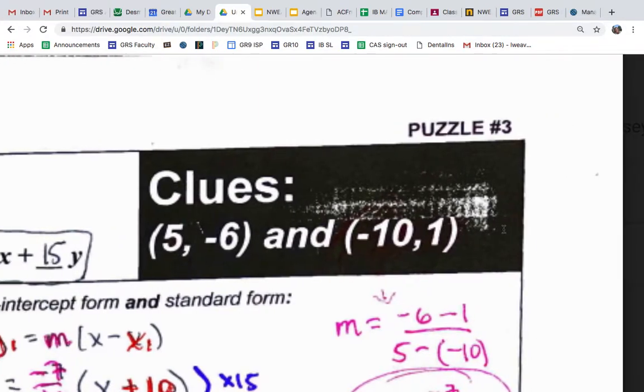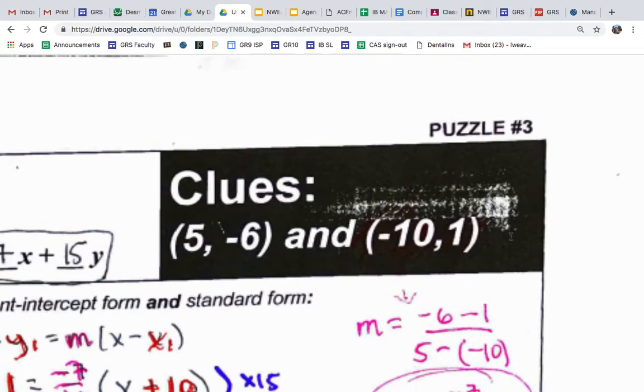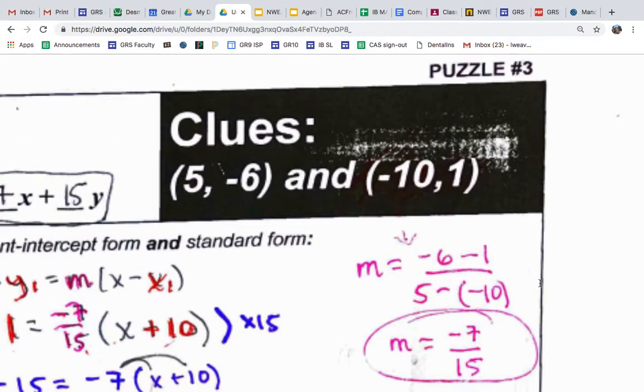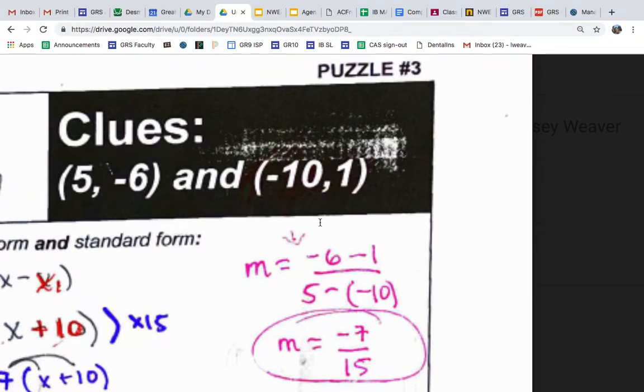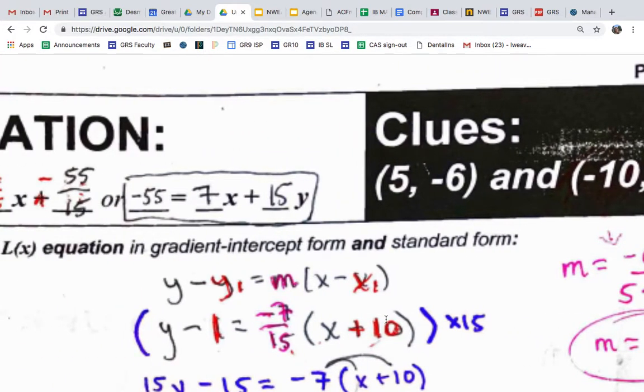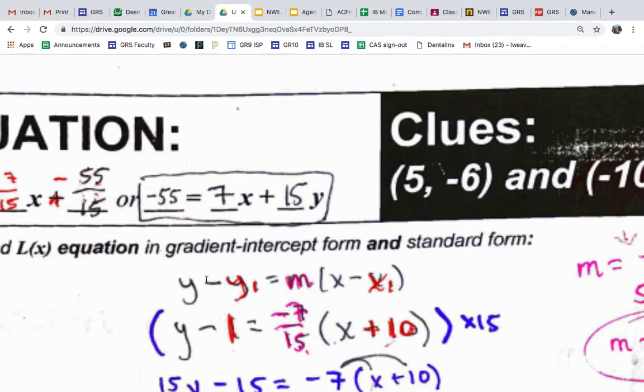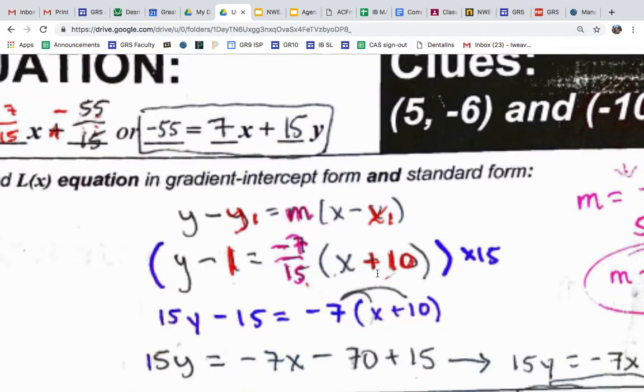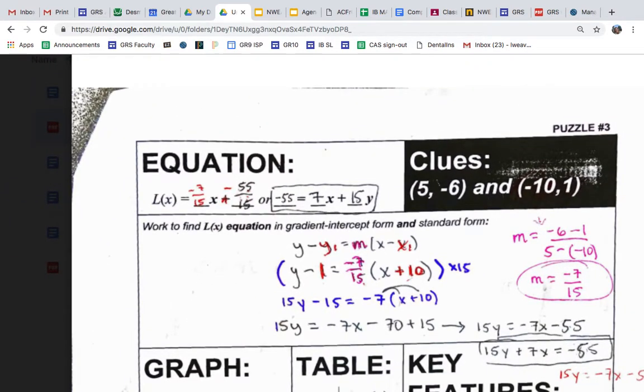So right away, when I know it's a linear pattern and I'm given 2 points, I'm going to find the rate of change. So we have the y minus the y, your rise, divided by the x minus the x, your run, which will be negative 6 take away 1 is negative 7, and 5 minus negative 10 is positive 15. So now I'm going to go to my building block, y minus y1 equals m parenthesis x minus x1, and I'm going to substitute in the easiest point.